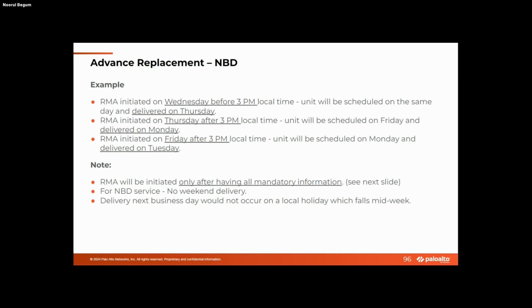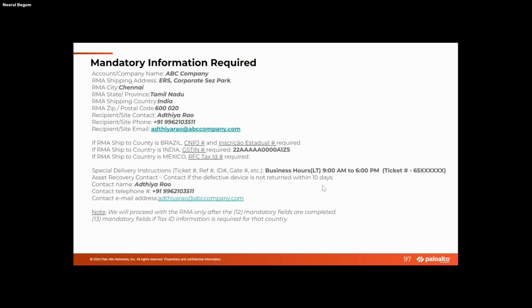Okay, let me move on. So, mandatory information required. We have about 12 to 13 fields which are mandatory, and the templates will be provided to the customer to fill up. Only after filling up this mandatory information, the RMA will be submitted. Please note this information needs to be provided, then we will proceed to submit the RMA. If there is one or two information missing, please note that there will be delay in your RMAs.